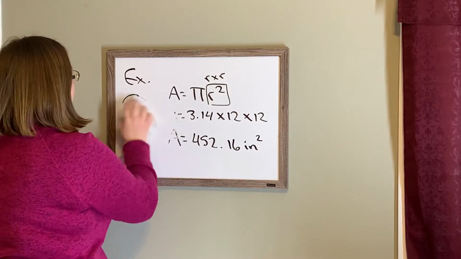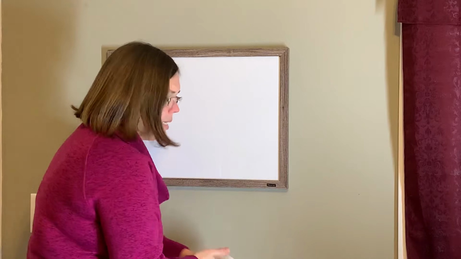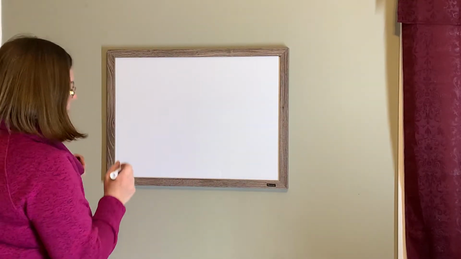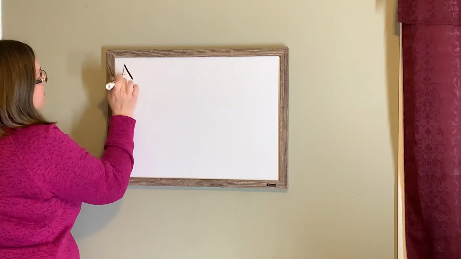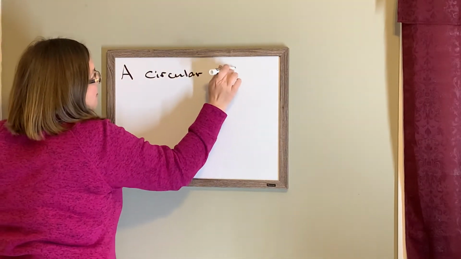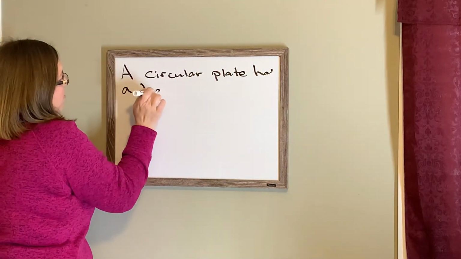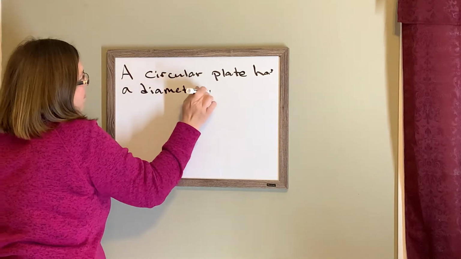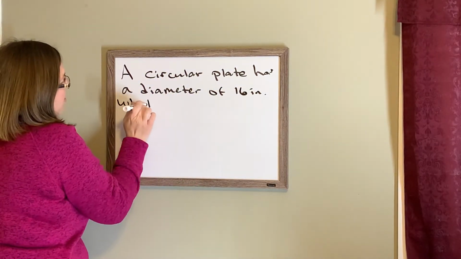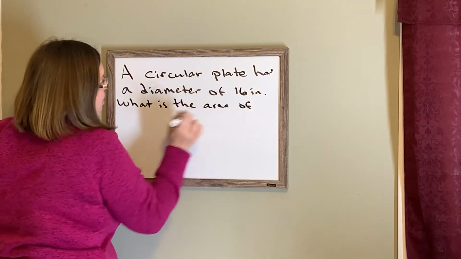Now we'll try a word problem. Sometimes word problems throw people off, but we don't have to let that happen. Word problem. Let's see. A circular plate has a diameter of 16 inches. What is the area of this plate?